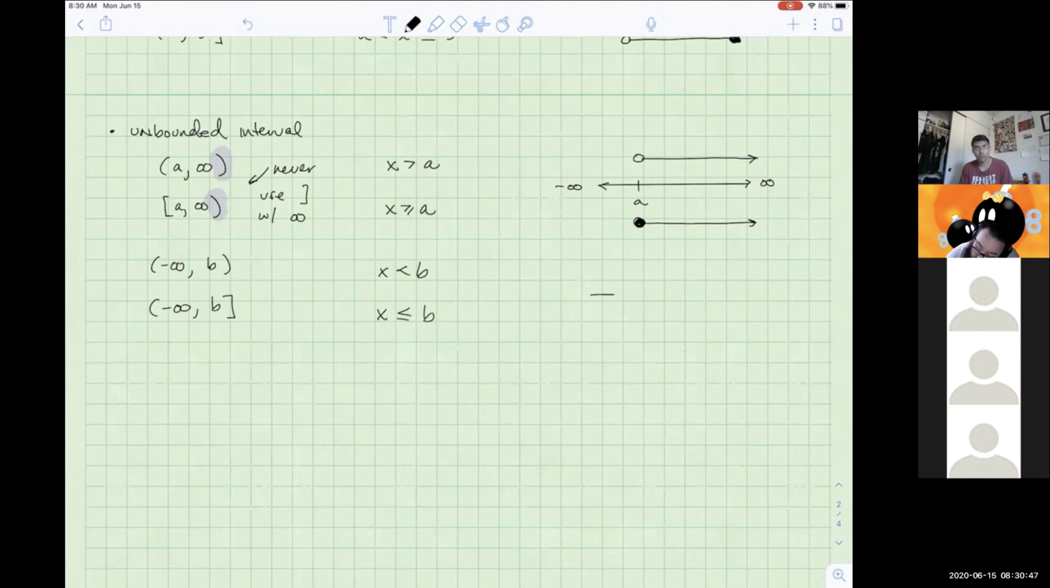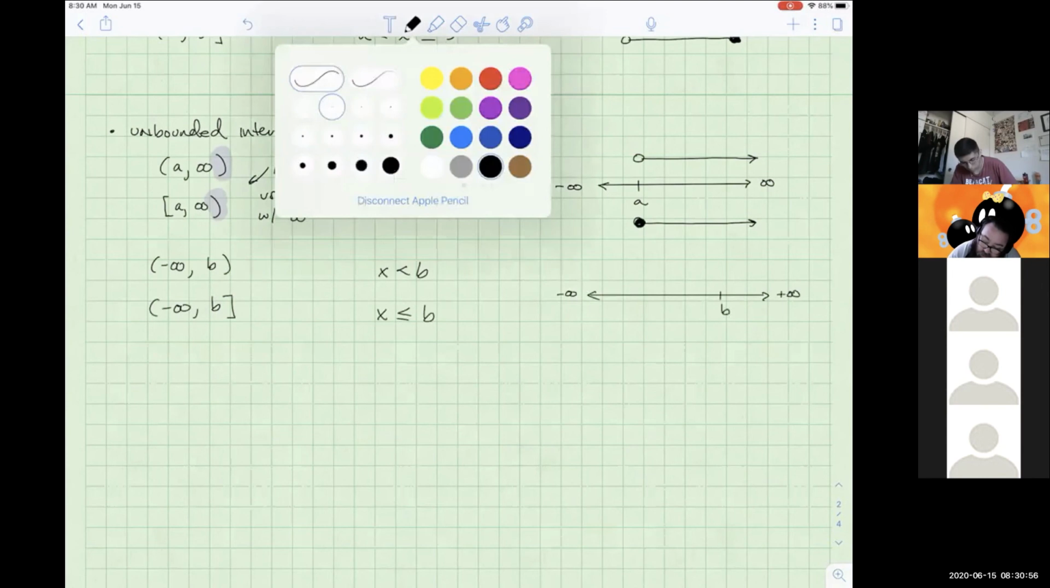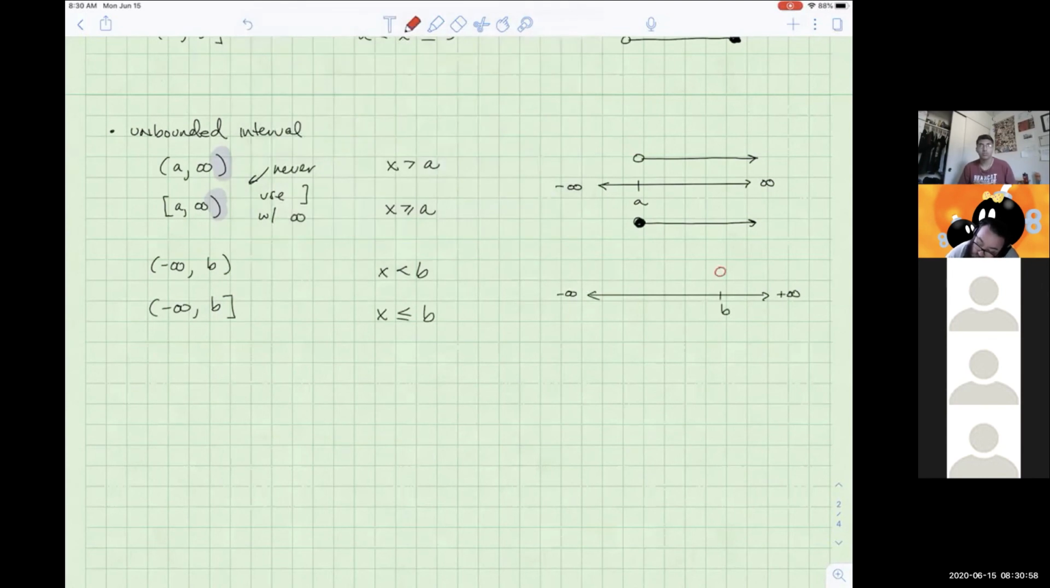And again, as far as the number line goes, pretty similar stuff here. Let me change the color though. This would be an open dot and an arrow pointing to the left to indicate that we're using any number less than B, versus the solid dot at B, and an arrow to the left. So those are the four different unbounded intervals. There's one more, I guess.